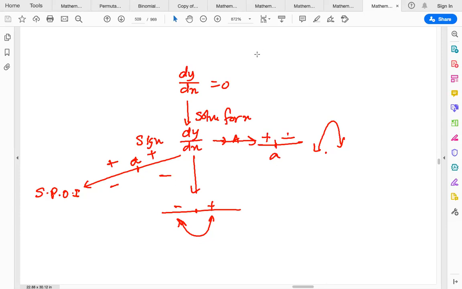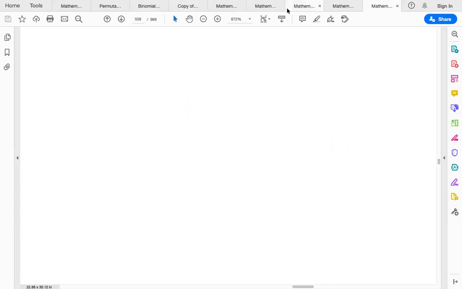So this is how you use the single derivative to find out whether the points are maximum, minimum, or if there is any stationary point of inflection. I'm going to use the second order derivative in the next part in order to explain the same concept of finding maxima, minima, and its verification.